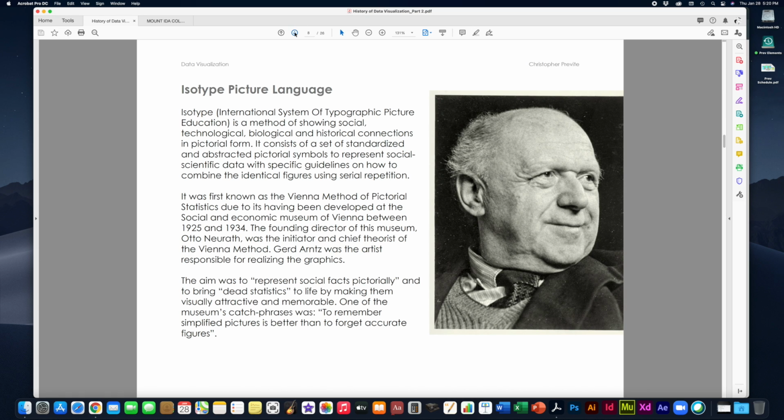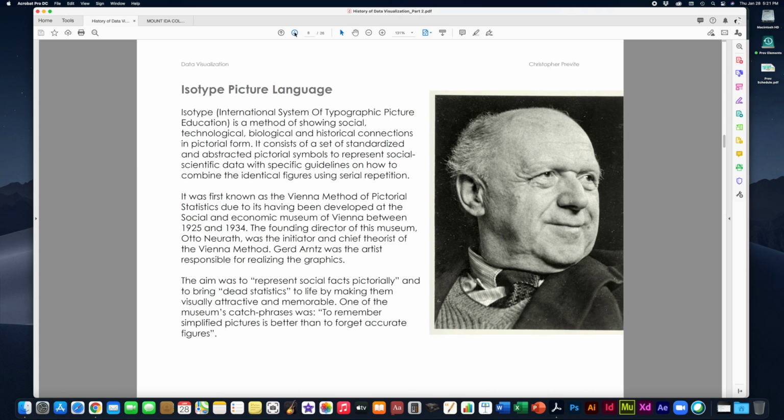Okay, the next thing we're going to look at is the development of the isotype picture language. Isotype stands for International System of Typographic Picture Education. What it is, it's a method of showing social, technological, biological, and historical connections in pictorial form. And it is a library of pictograms, standardized and abstracted pictorial symbols to represent social scientific data with specific guidelines on how to combine the identical figures using serial repetition.